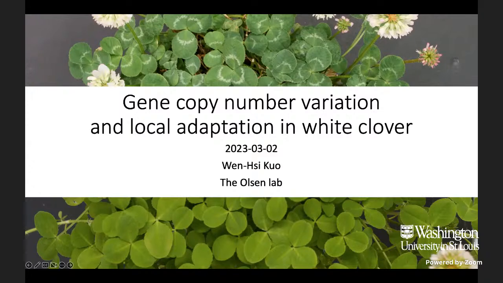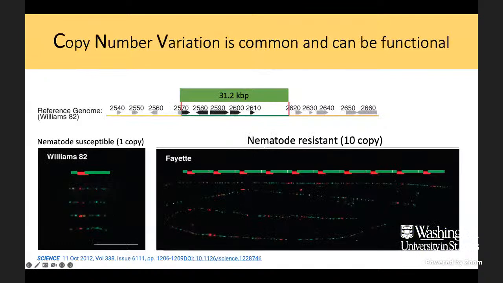Okay, try again. So I'm Wen from the Olson lab. Today I'm going to talk about copy number variations and local adaptation in white clover. So what is copy number variation? Copy number variation is a kind of genomic replication with the base unit bigger than 1,000 base pair. It is more common than we thought.